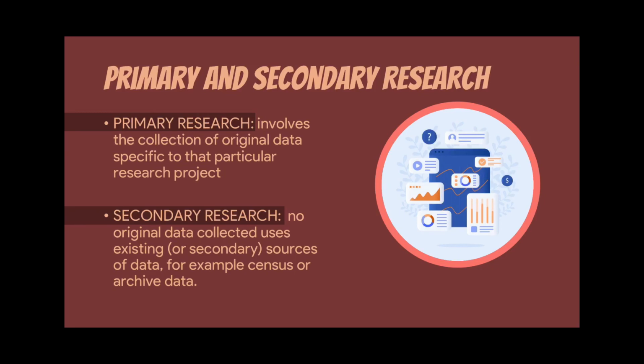The next typology is primary versus secondary research. The difference here is the data collected. Primary research involves the collection of original data. The researcher is the one collecting data for that specific project, while in secondary research, no original data is collected and it uses existing or secondary sources of data, for example, a census or archive data.